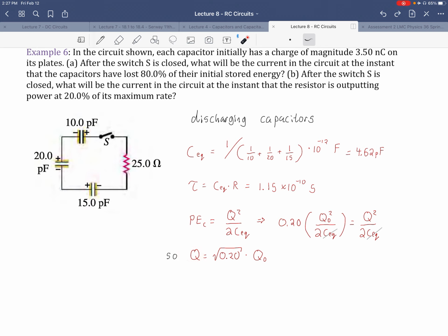The final charge then has to be the root of 0.2 times the initial charge. See that? Saying that we have a certain percentage of energy means that the charge is going to change in a square root fashion, because the energy is dependent on the square of the charge. So that's kind of neat. This is the charge when the potential energy across the capacitor is 20% of the initial potential energy within the capacitor.